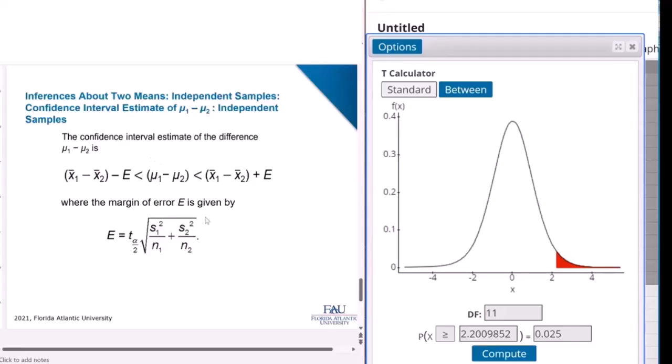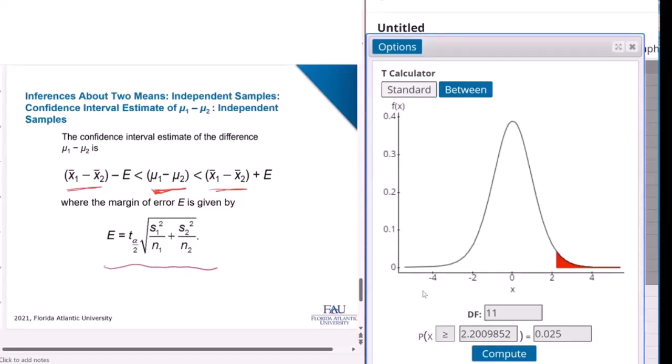I want to give you this formula, not because you're going to use it, but because I do want to show you what's happening behind the scenes. We have our confidence interval, and what we're trying to show is that the difference in population means, because they're mu's, is the difference in the sample means, plus or minus this error. And this is how we get our error value.